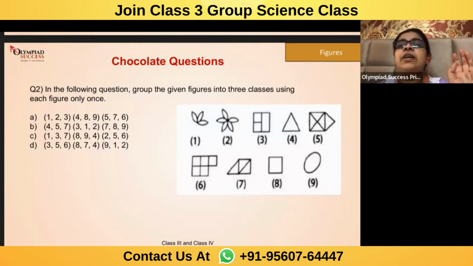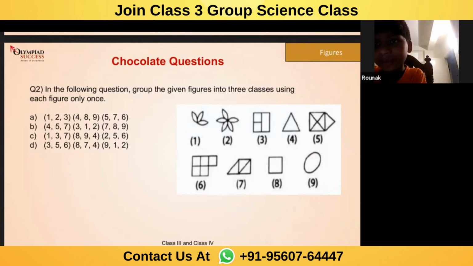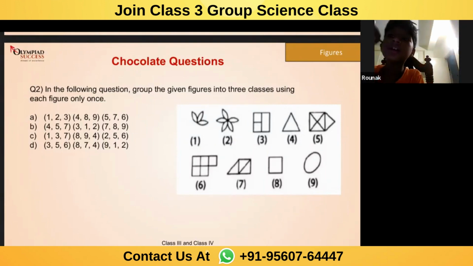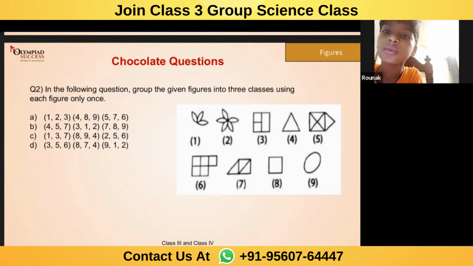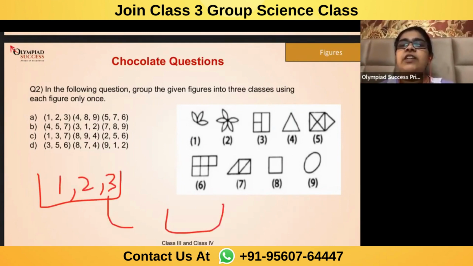Now, 1 second, Meera. Okay, Ronak was saying something. Say, Ronak. Ma'am, actually, I didn't understand. This question was of finding one because it said in the following question, group the given figures into 3 classes, use each figure only once. You have to use each figure only once. That means if you are making a group of 1, 2, 3, you cannot use 3 in any other group, like 3, 4, 6. That is the meaning of the sentence.